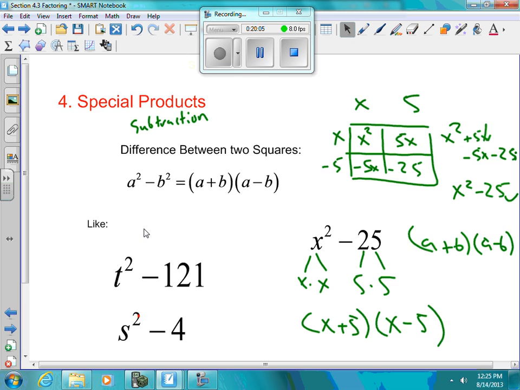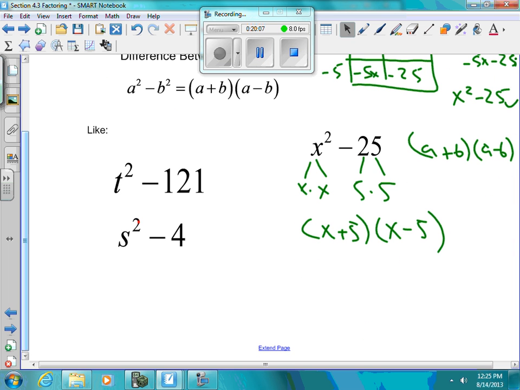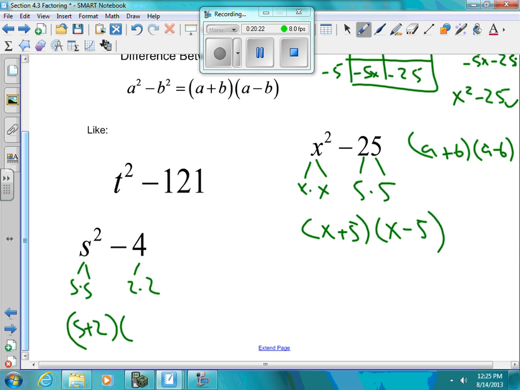Okay, let's do another one real quick. S squared minus 4. Is S squared a perfect square? Yes. S times S. And 4 is 2 times 2. So S plus 2, S minus 2. I'll leave T squared minus 121 for you. 121 is a perfect square. See if you can do that one. Okay?